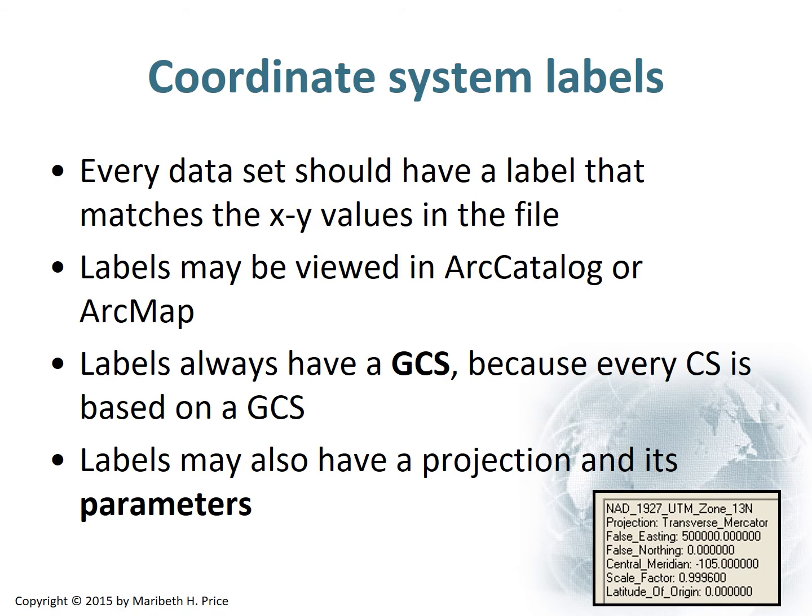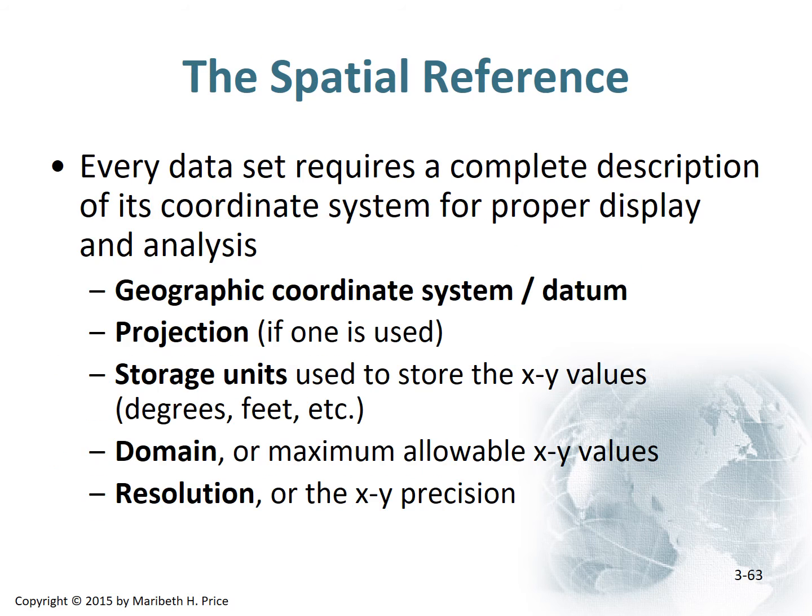Labeling coordinate systems. Coordinate system labels have got to have all that stuff in place for Catalog or ArcMap to know what to do with it. Labels always have a geographic coordinate system because every coordinate system is based on a geographic coordinate system. And we also have a projection and its parameters if one is used. Spatial reference is the geographic coordinate system or the datum, the projection, the storage units, the domain, and the resolution.